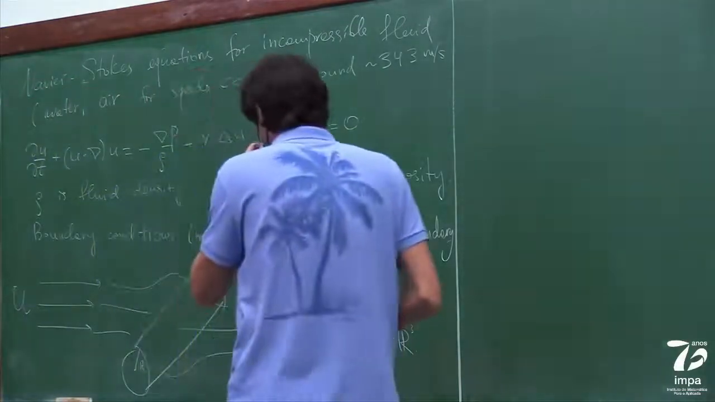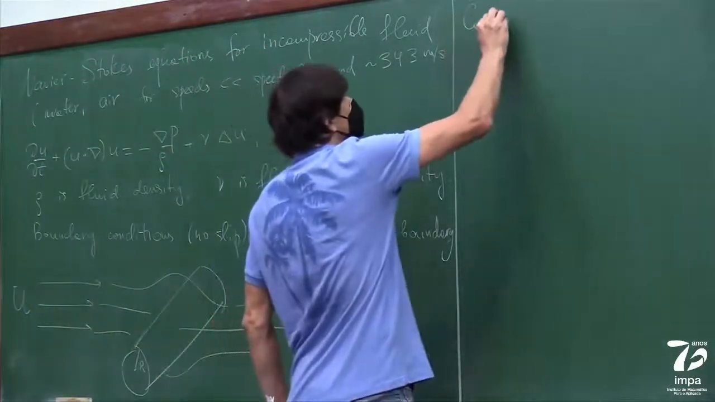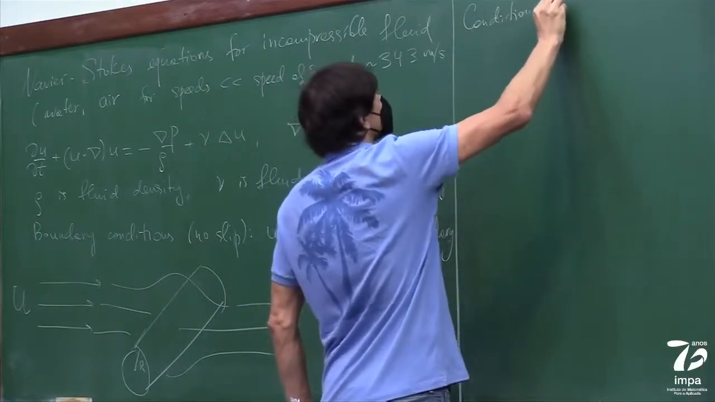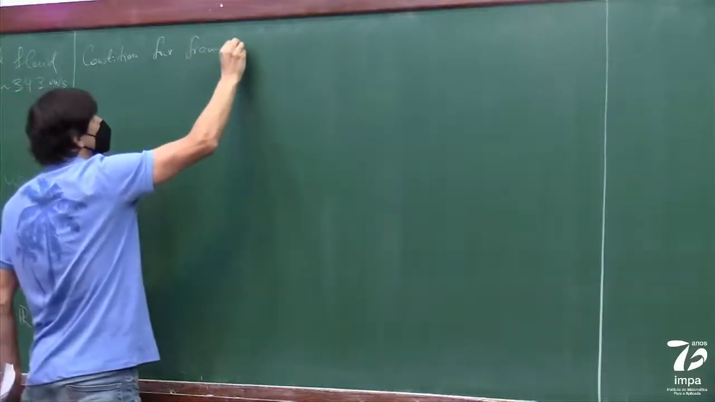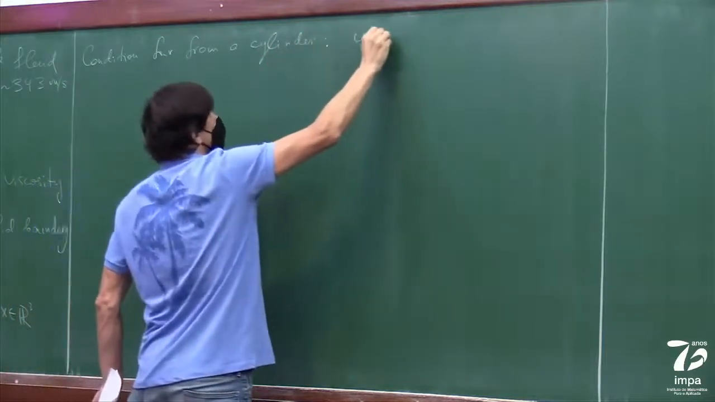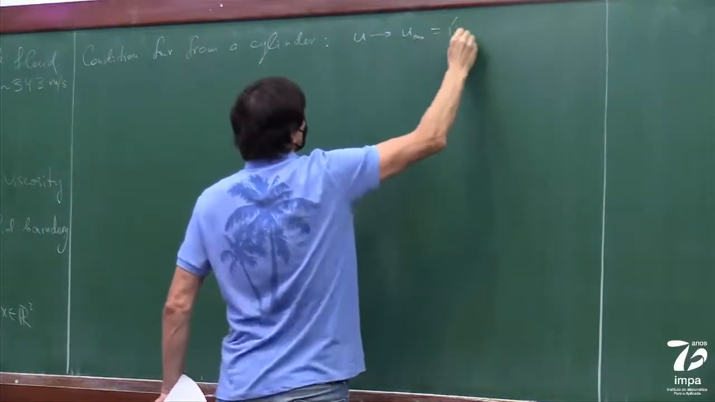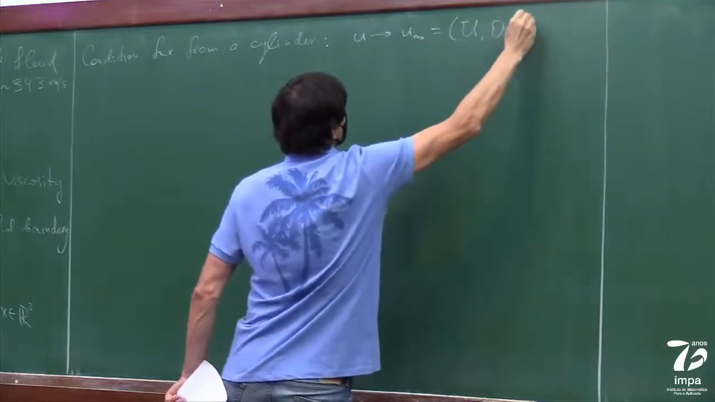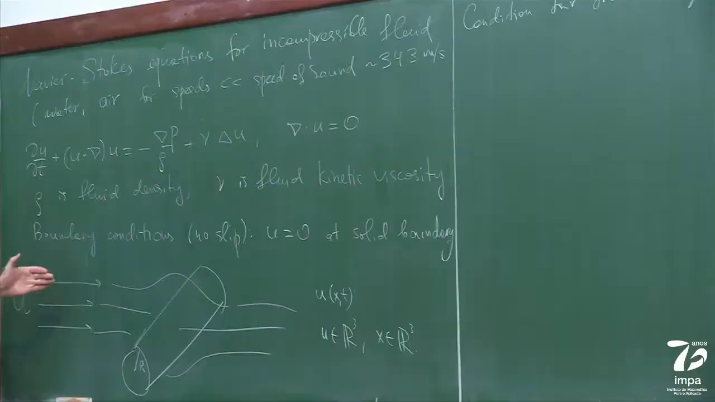In this case, you have one more boundary condition, the condition far from the cylinder. You say that u goes to u infinity. There is a constant speed far away, which can also be considered a boundary condition. Not a boundary condition on some given surface, but a condition far away. So far away you have this condition.